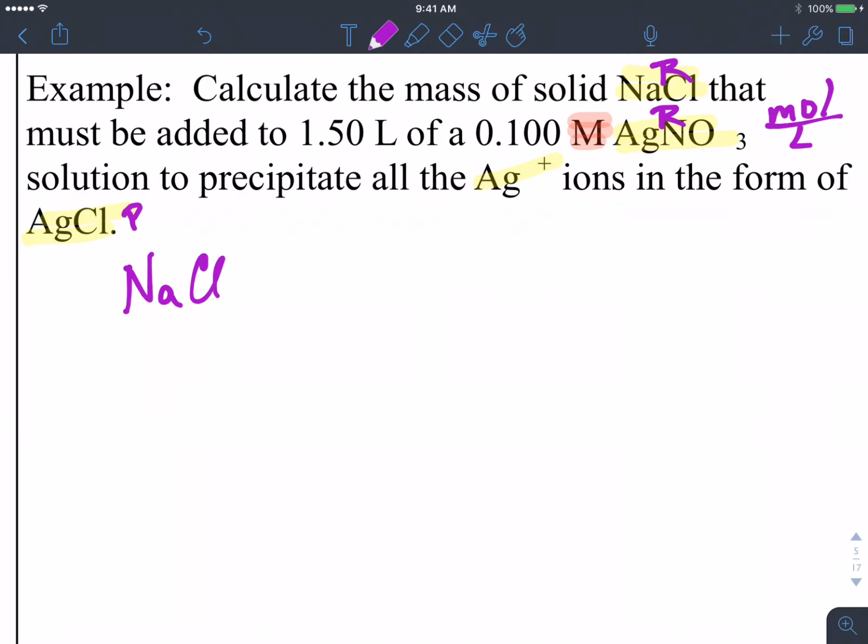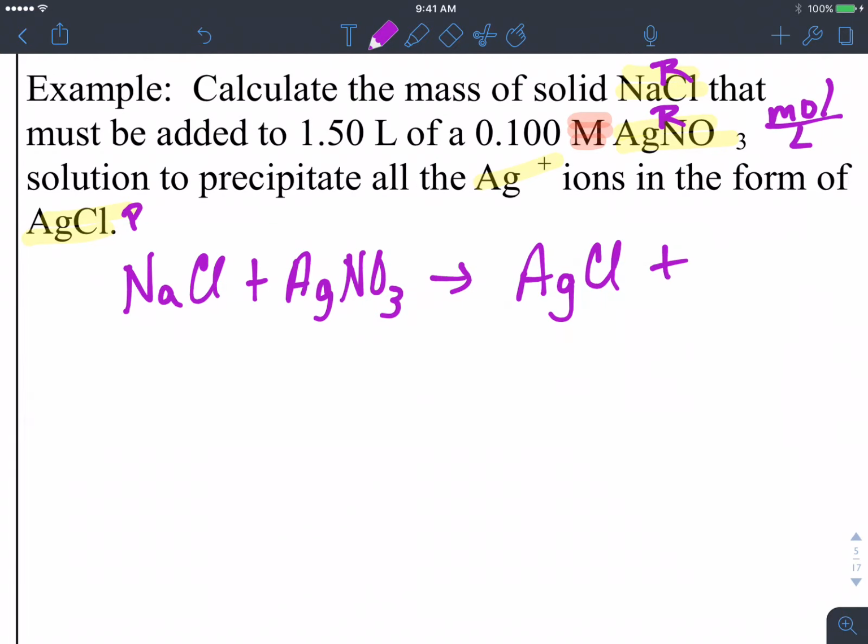NaCl plus AgNO3 gives us AgCl plus question mark. Well, what are the only things that are left? If Ag went with Cl, Na must go with NO3.